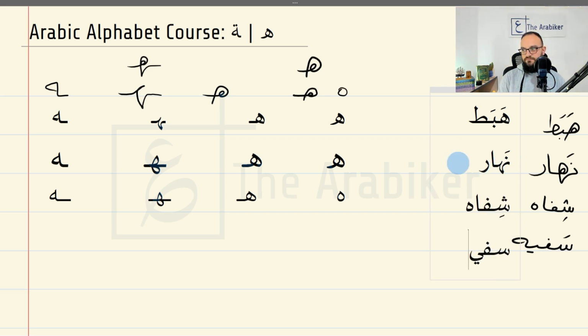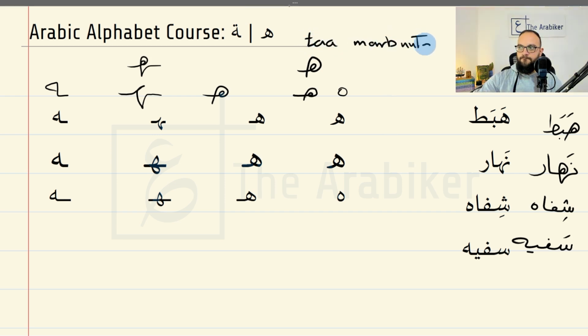Shifah, and lastly, Safi. Now still, we didn't talk about this letter here. Alright, first let's discuss the name of this character. The name of this character, we call it Ta marbuuTa. Ta marbuuTa.